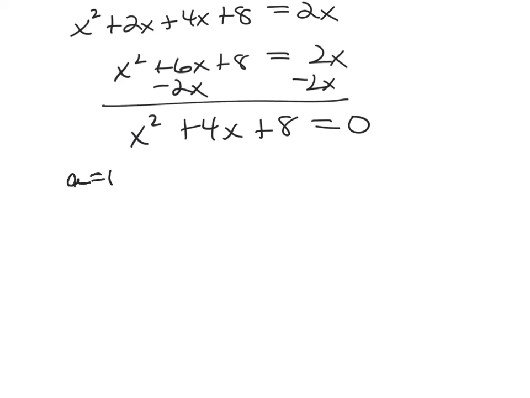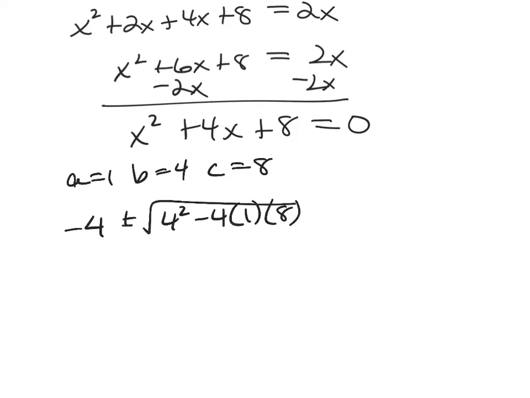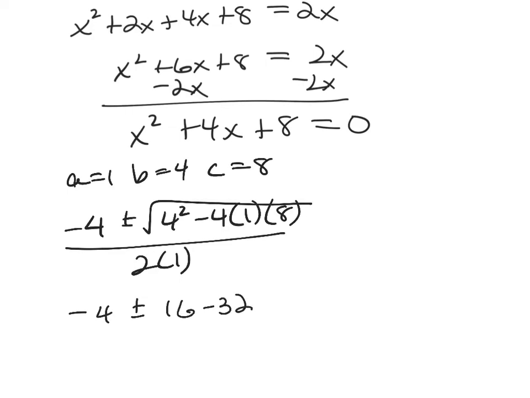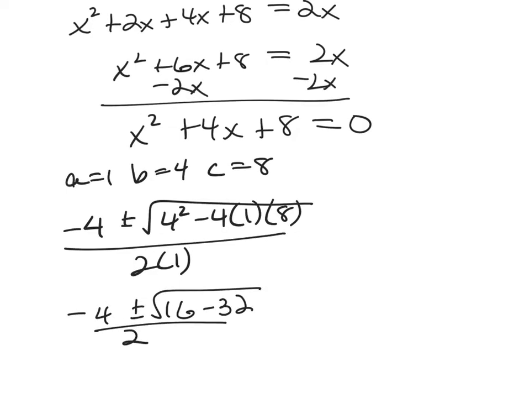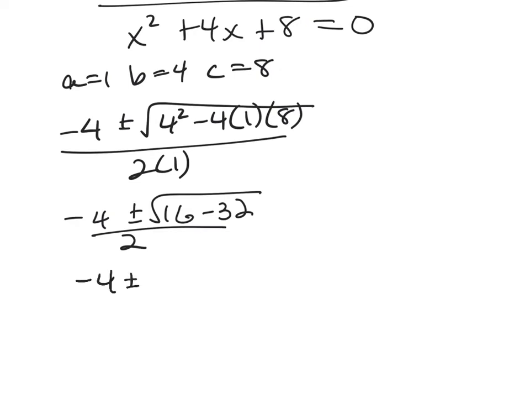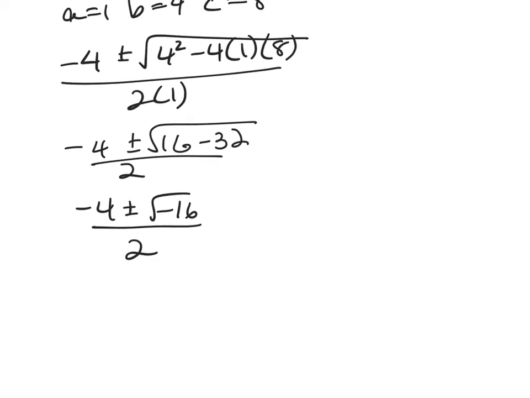So my A is 1, my B is 4, my C is 8. So negative B plus or minus the square root of B squared minus 4 times A times C, all divided by 2 times A. Negative 4 plus or minus the square root of 16 minus 32. Negative 4 plus or minus the square root of negative 16. Do not try to simplify that 4 and 2 yet. We need to break down the radical first.